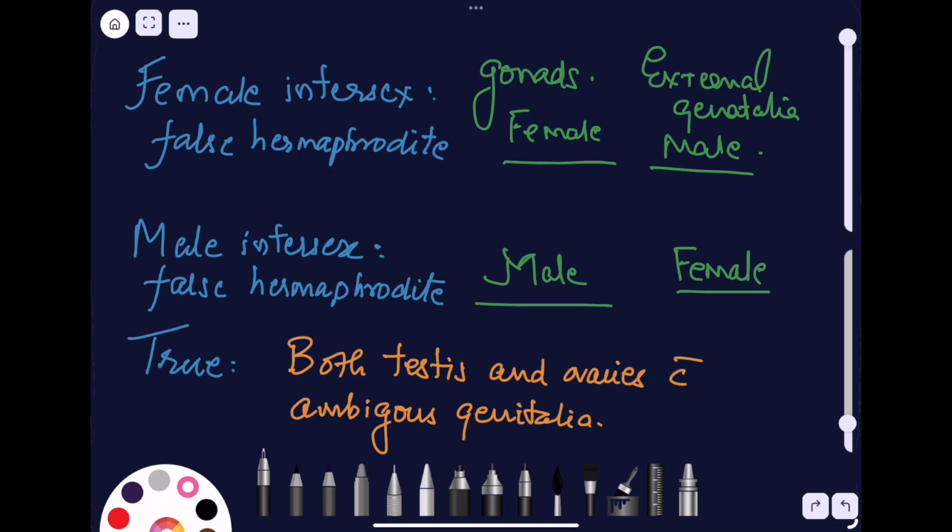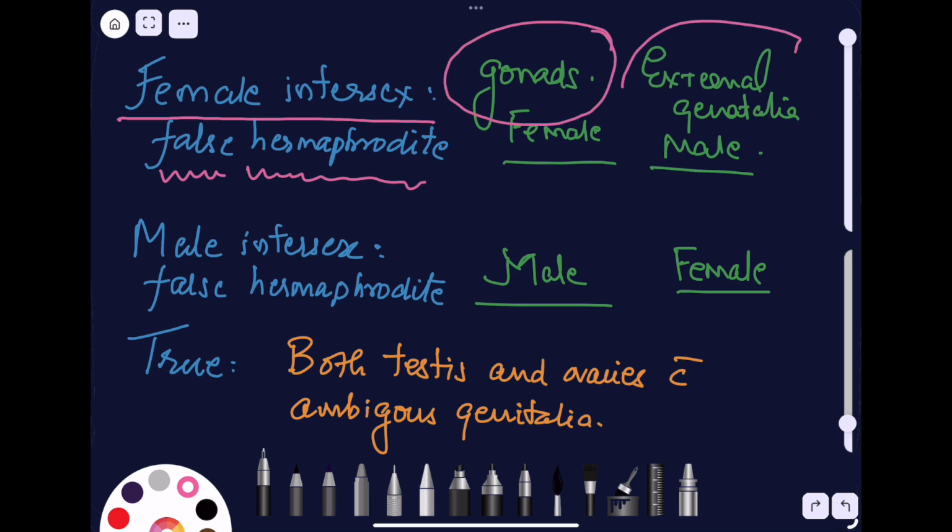It can be differentiated into female intersex, that is an association of female gonad with male external genitalia, male intersex, that is an association of male gonad with female external genitalia, and then true intersex, where an individual possesses both ovaries and testes with a complete ambiguity of genitalia.